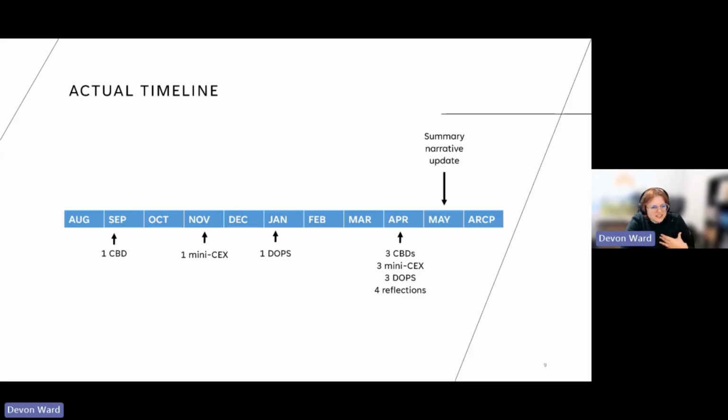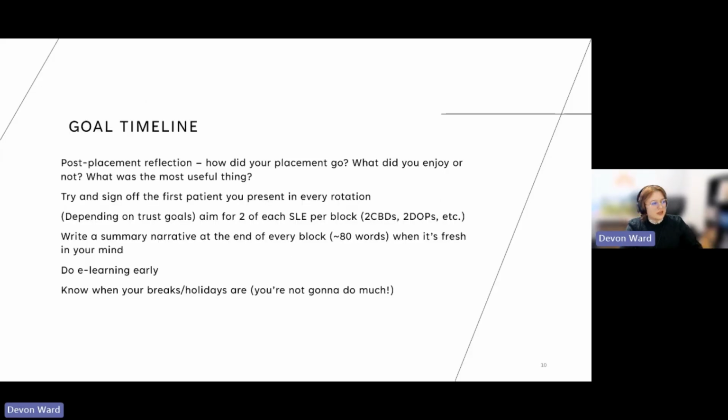But in terms of what we want to see as more of a goal timeline and what we're trying to aim for, these are some things that I'd challenge you to try and include as you're trying to put together your portfolio, to see if these help in trying to make it a more consistent thing over the course of the year. I really recommend a post-placement reflection, which I think we should be reflecting all the time. Anytime that you start thinking about, oh, this day wasn't so good, or this day did go really well, that's a really good point for a reflection. But if you want set points, I think post-placement reflections are good.